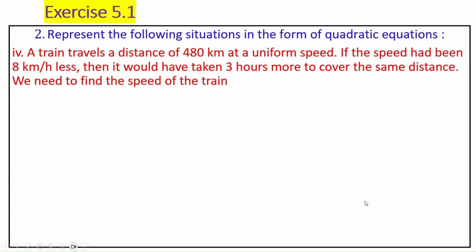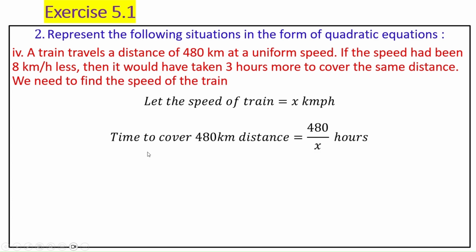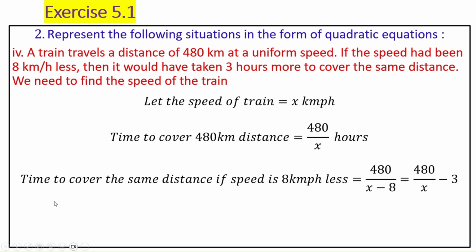A train travels a distance of 480 kilometers at a uniform speed. If the speed had been 8 kilometers per hour less, it would have taken 3 hours more to cover the same distance. We need to find the speed of the train. So let the speed of the train be x kilometers per hour. So the time to cover 480 kilometers is 480 by x, that is distance by speed. Now the time to cover the same distance if the speed is 8 kilometers less is 480 divided by x minus 8.